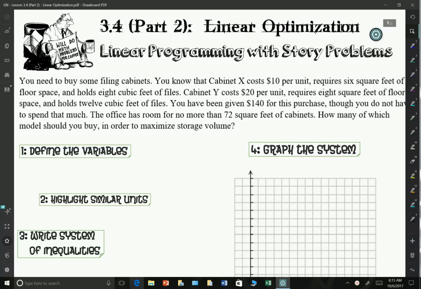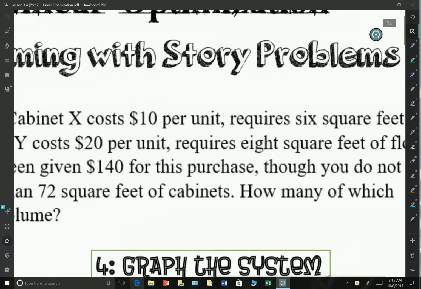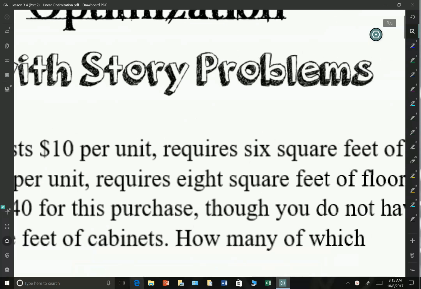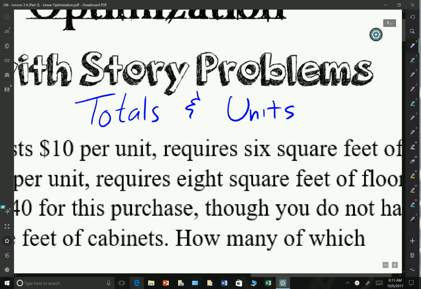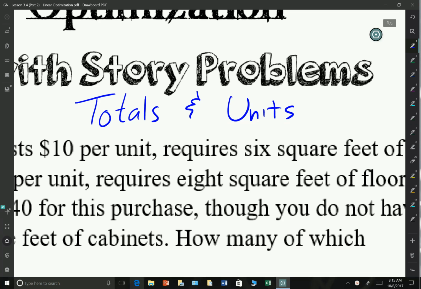What are the two words on what to look for when attempting story problems? What keywords do you want to look for? Totals. And what else? Units. If you can figure that out, you can get all of your story problems completely.